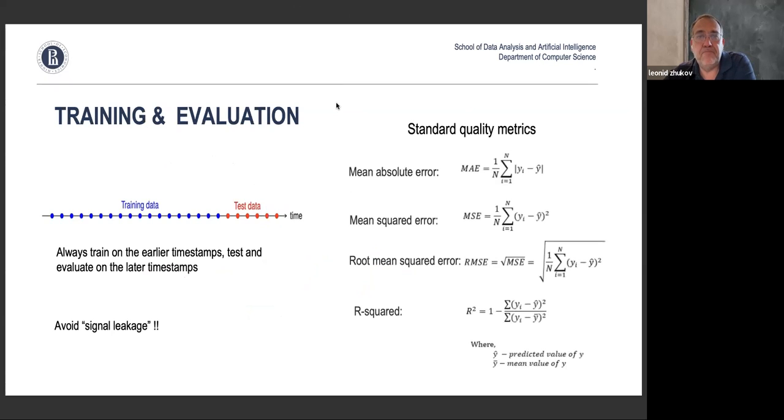Now, when you train the model, the same standard quality metrics we use for regression apply here. It can be absolute error, mean squared error, root mean squared error, etc. So pretty much all the mechanics that we use for traditional machine learning are applied here, with one exception, and that exception is extremely important.